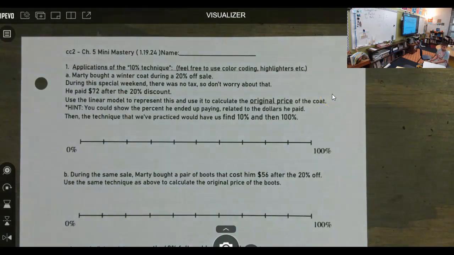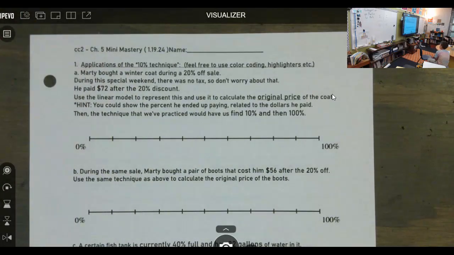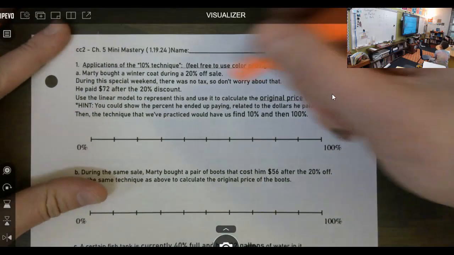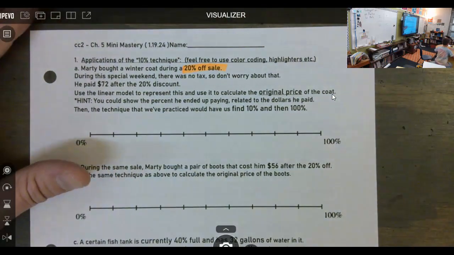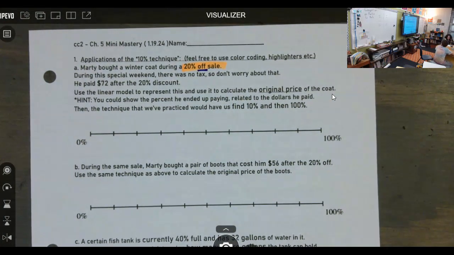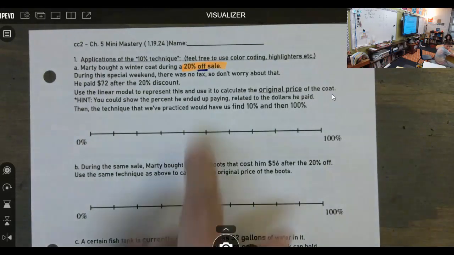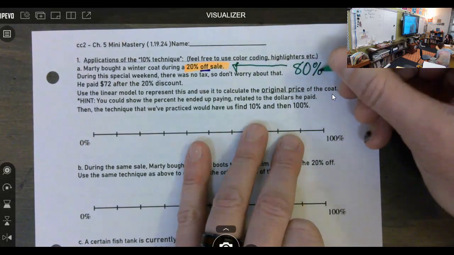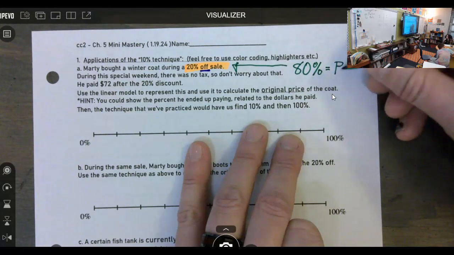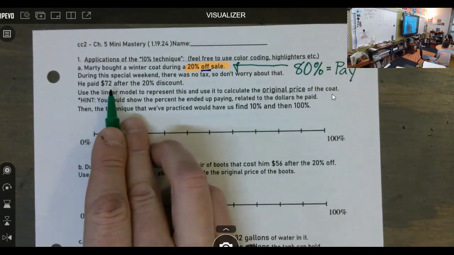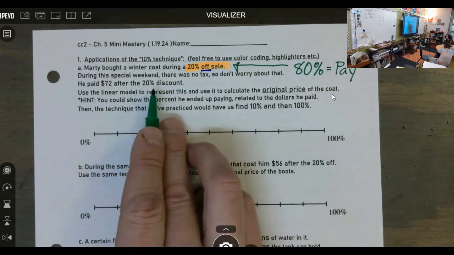In the top shelf back there, but the second one over. So just to the right of the Math 7 sticker. What is the sale that Marty is shopping? Lane, what's the sale? 20% off. What percent does that mean is on? Guys, at a 20% off sale, that means that it's 80% on, and the amount that you pay is that 80%. He paid $72 after 20% off.